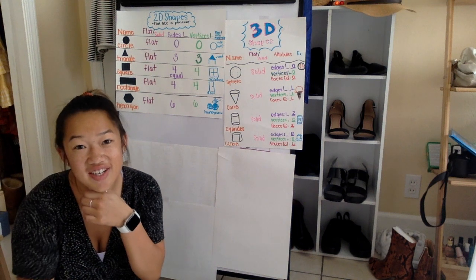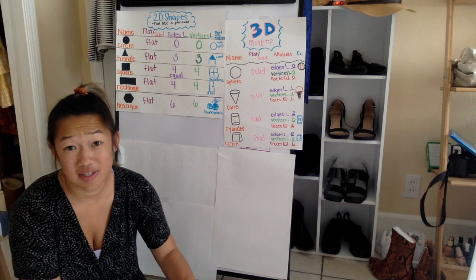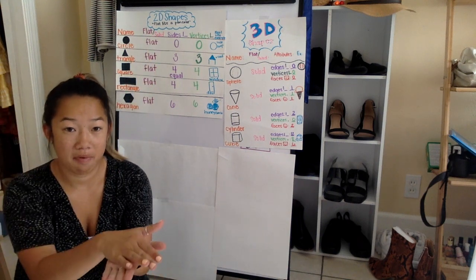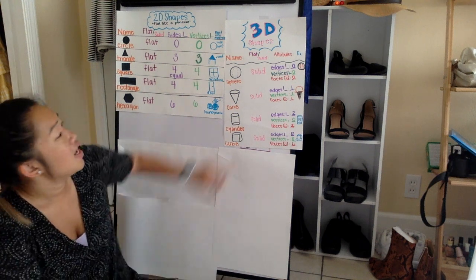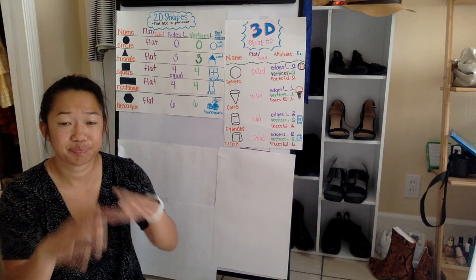Good morning, kindergartners. This week in math, we're going to be doing some shape review. So this year we've learned about 2D shapes. Those are shapes that are flat like pancakes. And we've also learned about 3D shapes. Those are shapes that are solid.